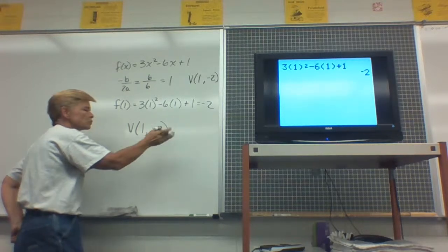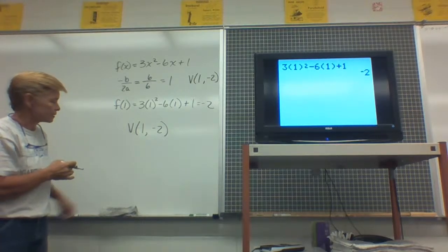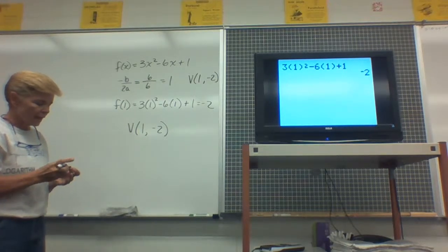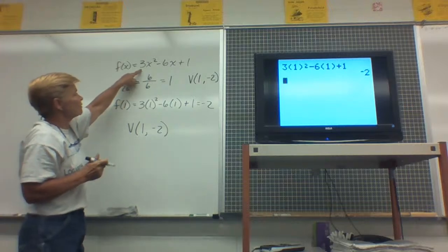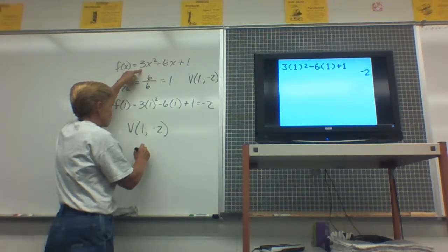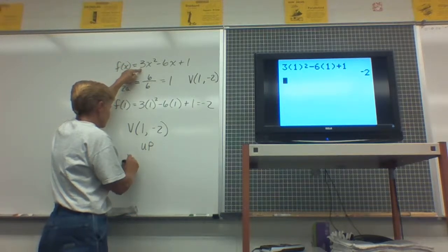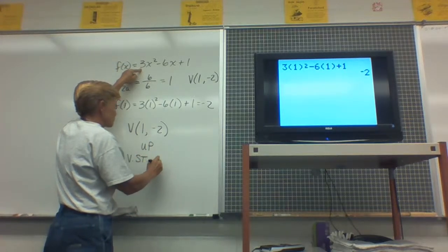And that's the most difficult part of doing this kind of problem from standard form, is finding the vertex. Because after that, this number right here, the A value, tells you the rest. Since A is positive, upward. Since it's 3, it will be a vertical stretch, or in other words, skinnier by 3.